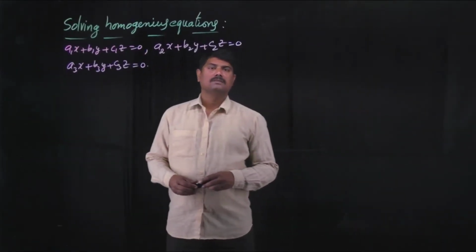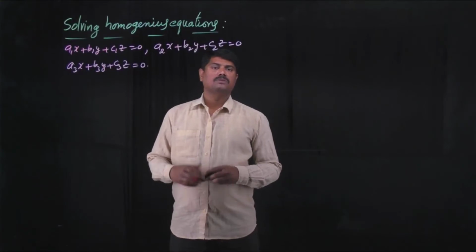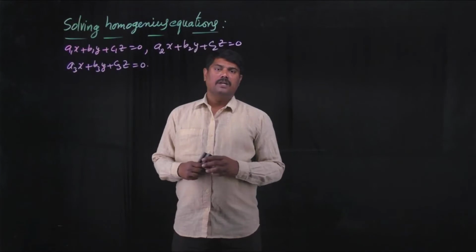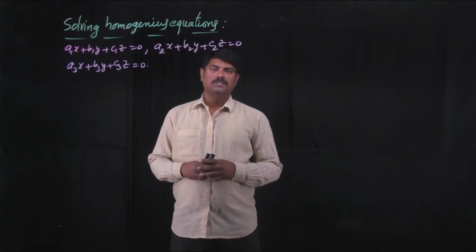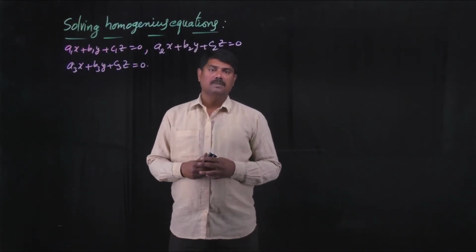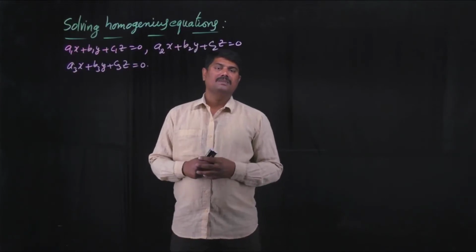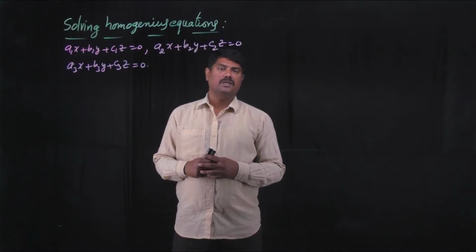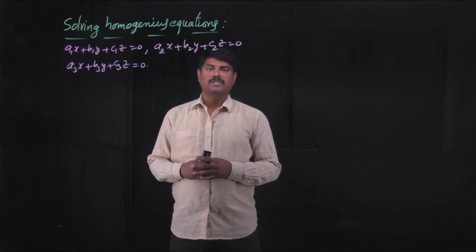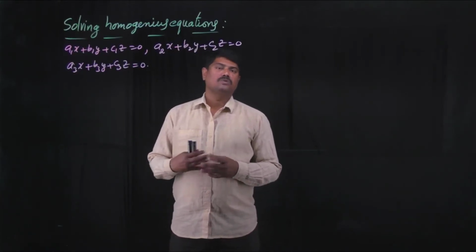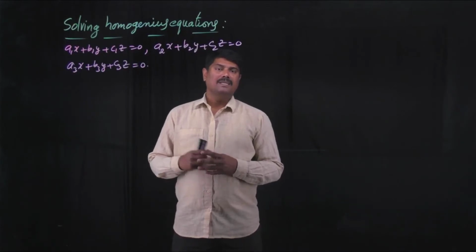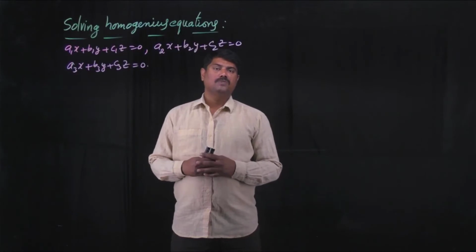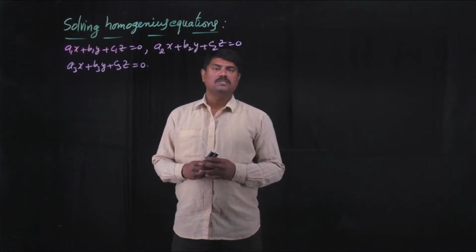Dear students, now we will discuss solving homogeneous equations. Already we learned solving non-homogeneous equations. We have used various methods by testing consistent or inconsistent and observing rank of A and rank of AD. We can solve the equations in one method. And later we use Cramer's method, matrix inversion method and Gauss-Jordan method, which are useful to solve the non-homogeneous equations.